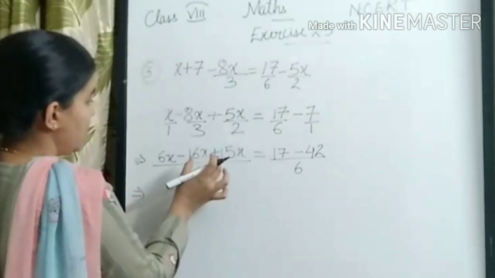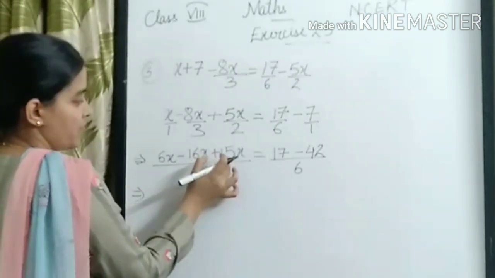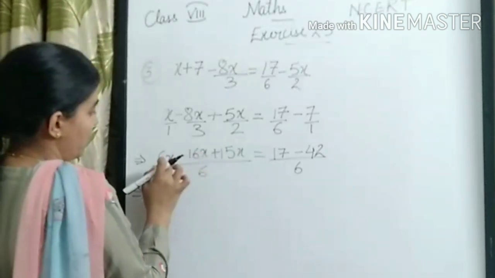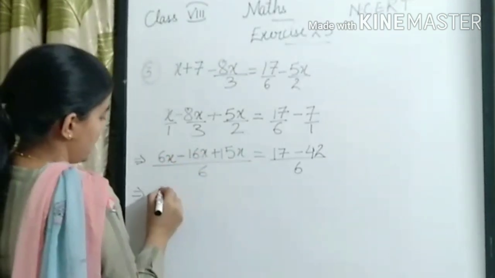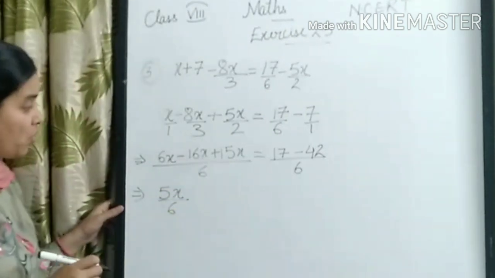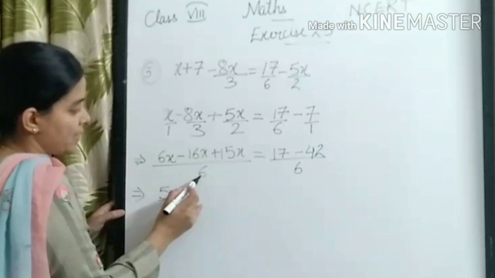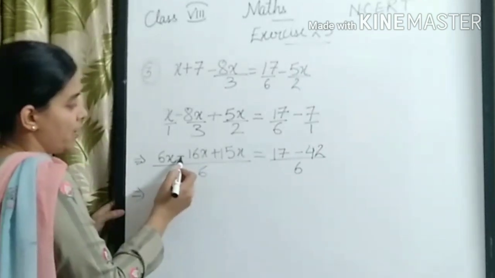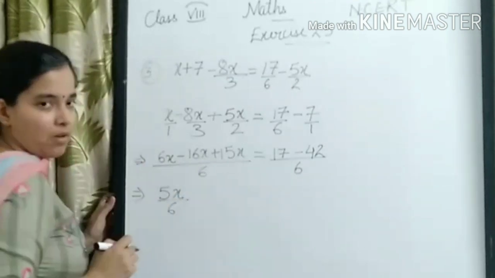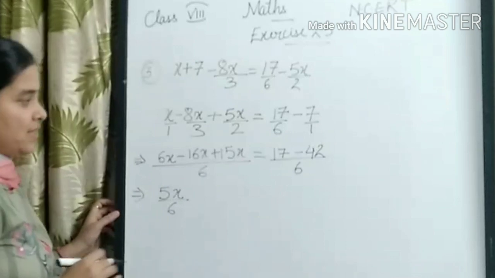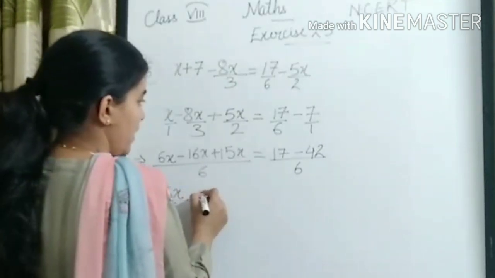Now here on this side, minus 16 and plus 15 will give us minus 1. Then minus 1 and plus 6 is 5x upon 6. Always remember, you can't cancel this 6 with this 6 because these numbers are in subtraction or addition. So you can't cancel out this 6 with this 6x. Now moving on to the other side.